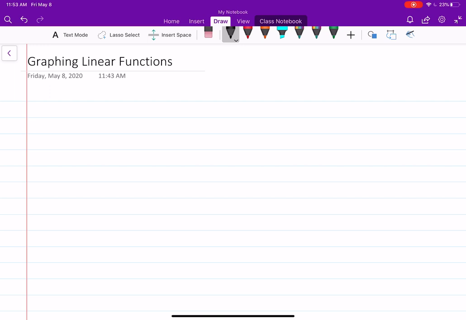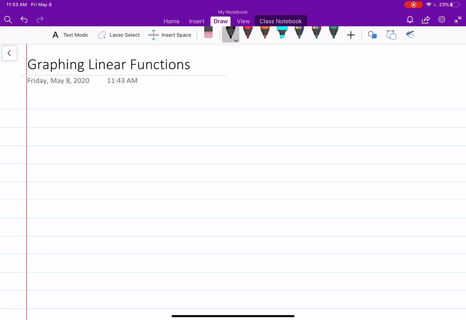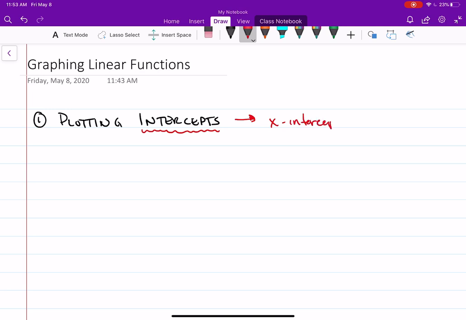All right, today we're talking about graphing linear functions. So we're going to talk about two methods. The first method is called plotting intercepts. The key word here is intercepts. What do they mean? They mean two different intercepts. One is the x-intercept and the y-intercept.